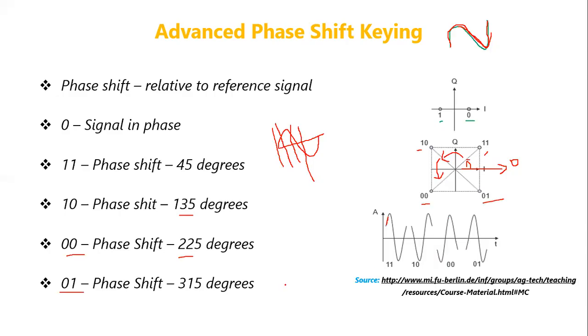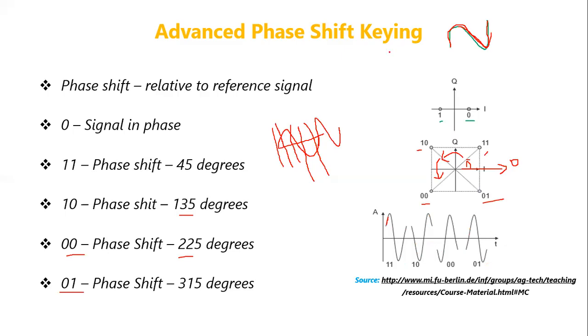And if it is 0 1, then the cut will be at 315 degrees. So 315 degrees means what? This is 225, and 225 plus 45 is 315. So the cut will be here, and the next cycle of the sine wave will start. This is how the values are represented in analog. Whenever you want to pass a 1 1, this kind of signal will be transmitted. Whenever 1 0, this will be transmitted. Whenever 0 0, this will be transmitted. Whenever 0 1, this will be transmitted.